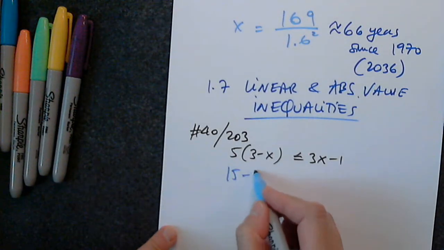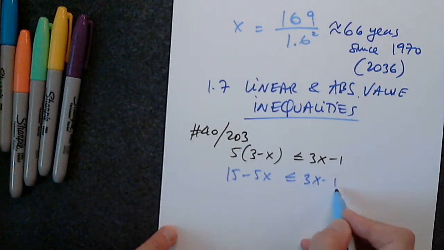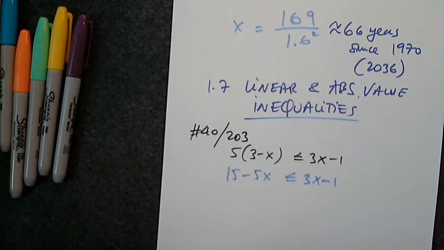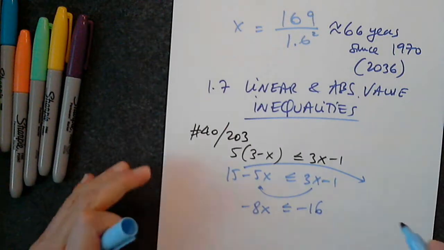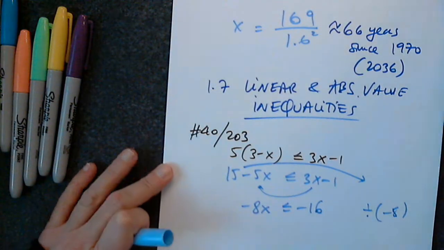So 15 minus 5x is less than or equal to 3x minus 1. We eliminate parentheses first, distributing. Now this is a habit of mine: I prefer the variable on the left as frequently as possible, but you don't have to. So when I move 3x, I get negative 8x, and when I move 15, I get negative 16. Very good. So now we have to divide by negative 8.